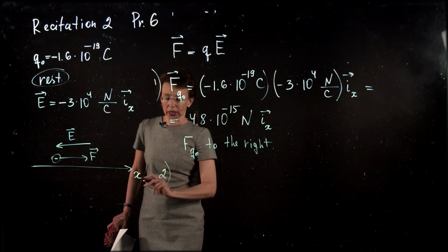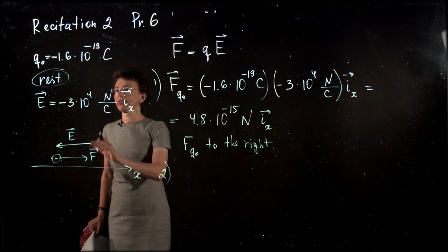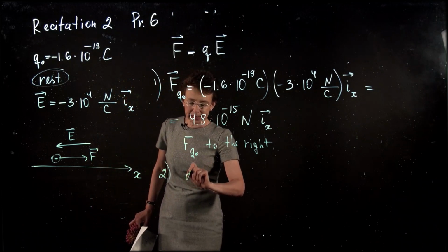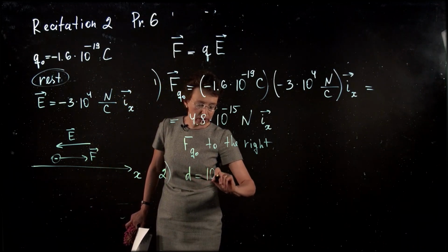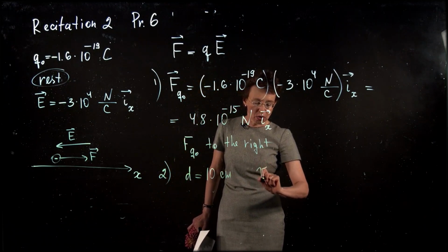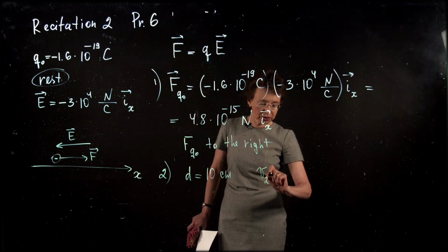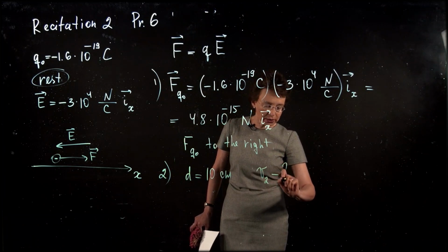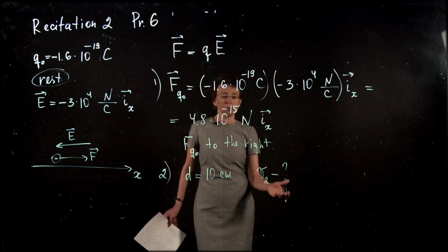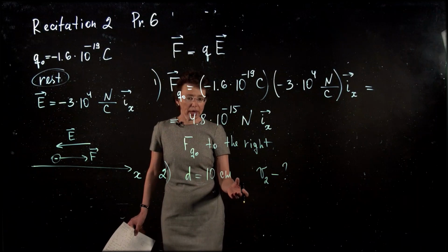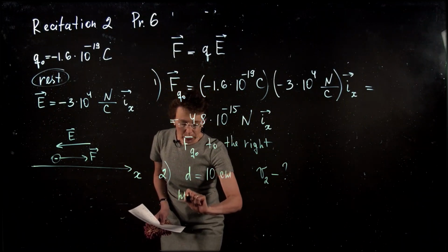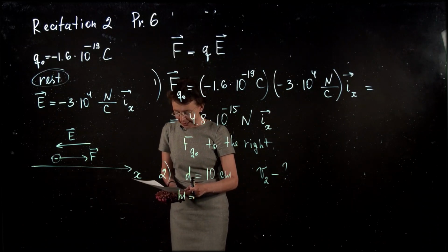And the second question is, how fast will this electron be moving after traveling a distance of 10 centimeters? How fast, which means that we need to find the final velocity. What will be the final velocity v2 of the electron? Which formula will we use? It's a kinematics problem, right? So we have an electron and the mass of the electron. We know this. The mass of the electron is given.